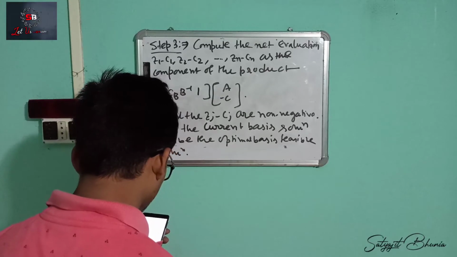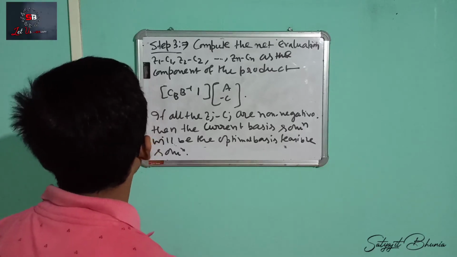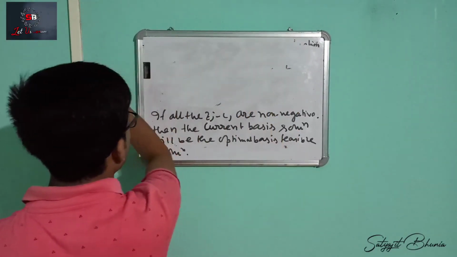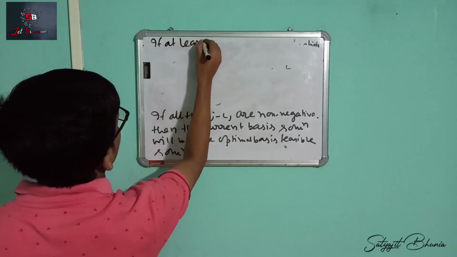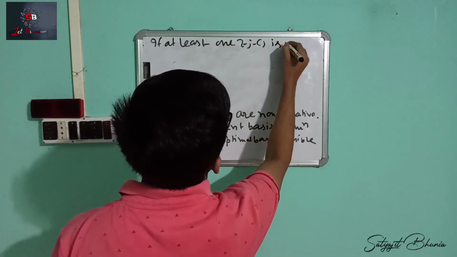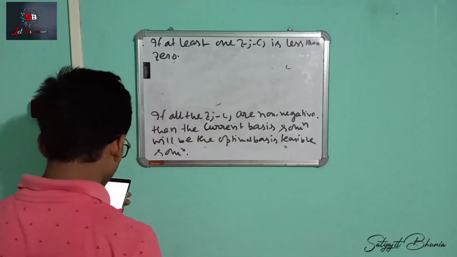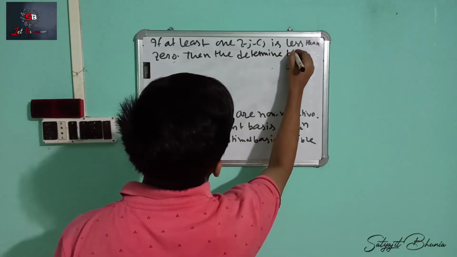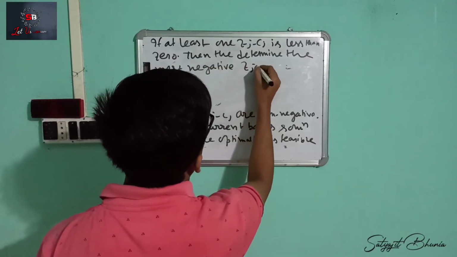Okay, if at least one of the zj minus cj is less than 0, that is negative, if at least one zj minus cj is less than 0, then determine the most negative zj minus cj.